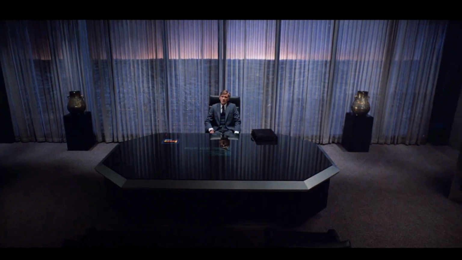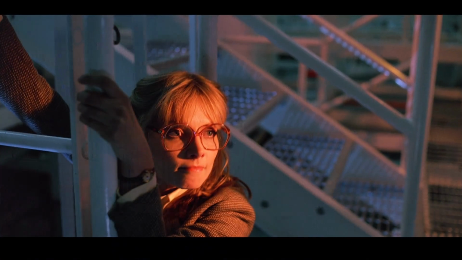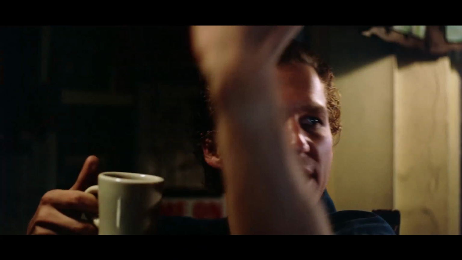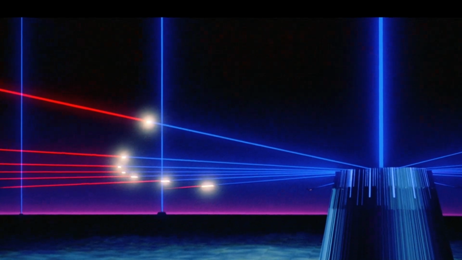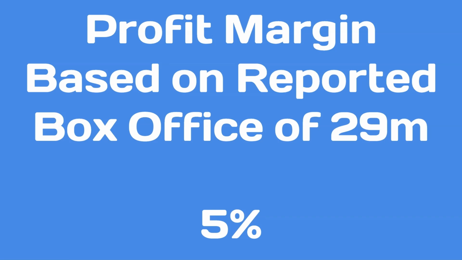As this was 1982, I'm going to assume a slightly cheaper marketing cost and a smaller cut from theaters and just multiply the budget by 1.5. If there is a compelling argument for a different multiplier for 80s era films, please drop it in the comments and let me know. Now, having said that, with a reported budget of $17 million and an assumed box office of $29 million from thenumbers.com, we are looking at a profit margin of 5%.